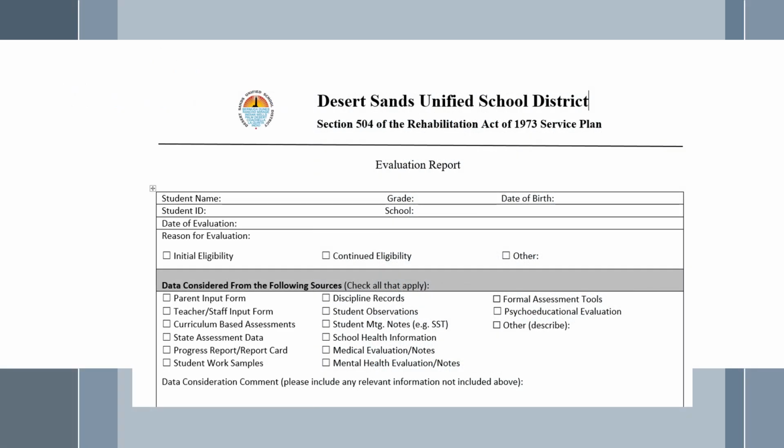When completing the 504 plan evaluation report, the 504 coordinator would begin by selecting the reason for the evaluation and mark what sources of data were collected and reviewed to complete the evaluation. All items collected and all items used to determine eligibility should be included. A comment section is available to provide additional information, such as the name of a doctor who may have provided a medical note, or to add a comment stating the psychoeducational evaluation was completed by the district and a note with the date of the evaluation.